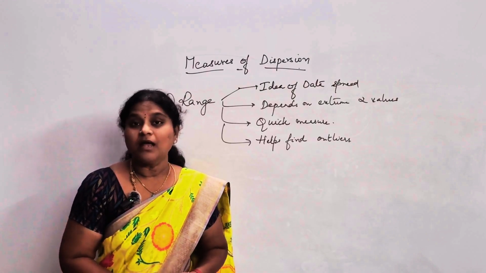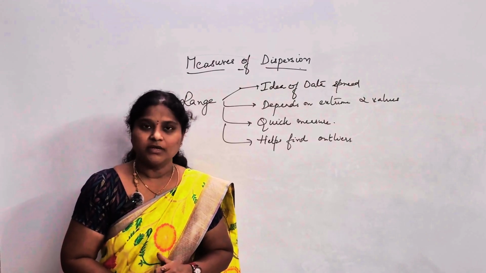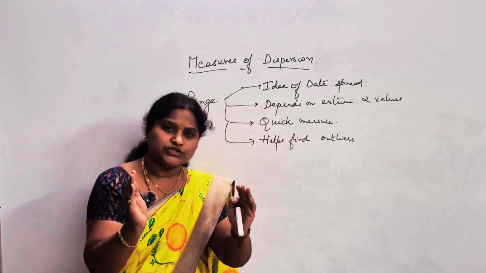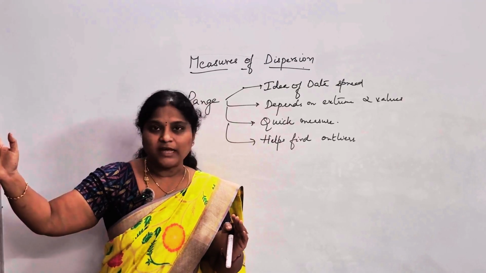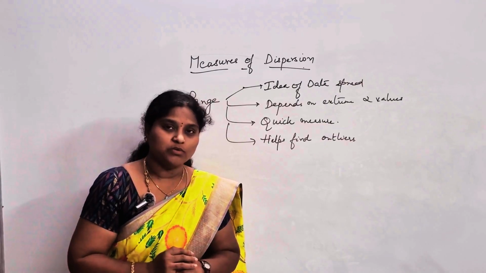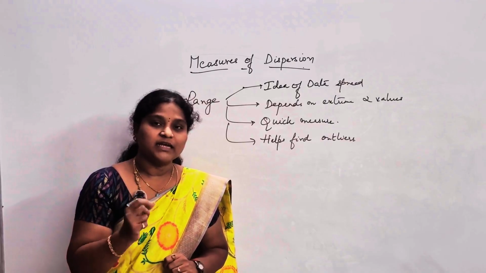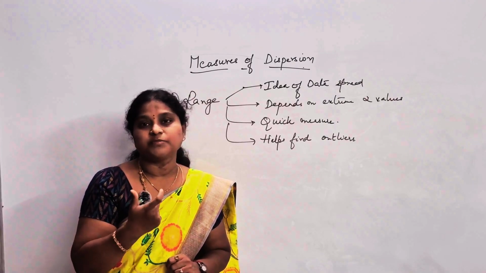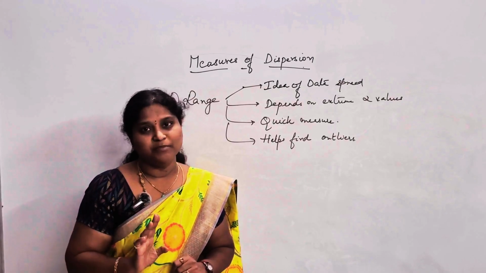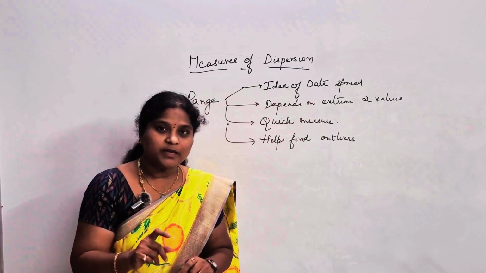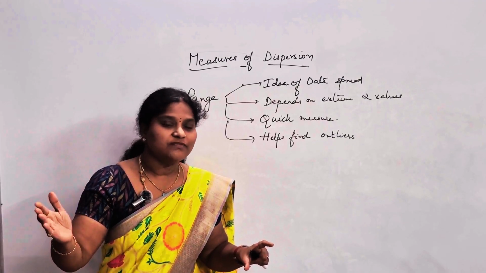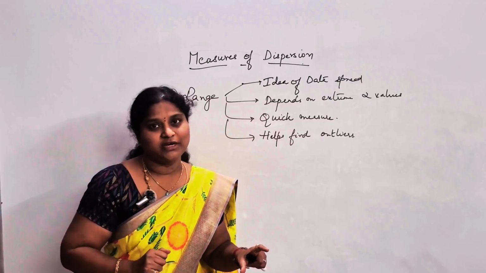The first, simplest and quickest measure of dispersion is range. Range helps us in finding out the outliers of the given data, that is, the extremely largest value and the extremely smallest value of the given data. And also, it gives us a quick glance of how the data is spread throughout, because it depends only on two values, the maximum value and the minimum value. The data first needs to be arranged in order from smallest to largest, and then we find the highest value and the lowest value of the given data to find range.